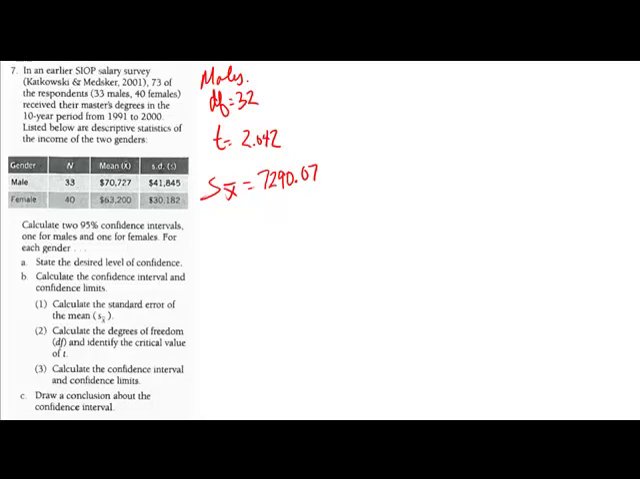So I've got my critical value t, I've got my standard error. My confidence interval is going to be the average, which is 7727 plus and minus 2.042 times 7290.07. So I do my multiplication first.